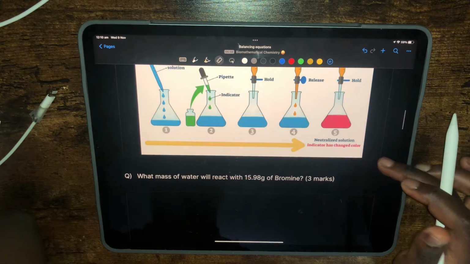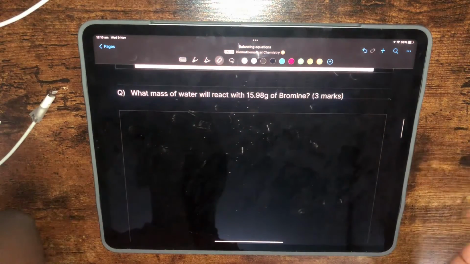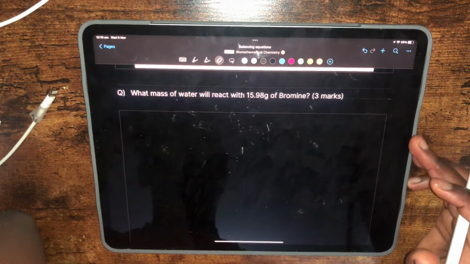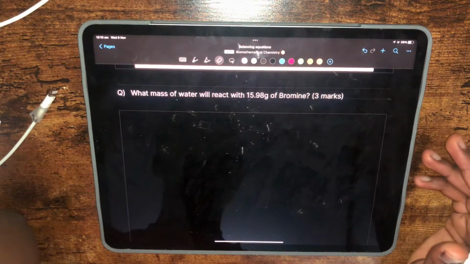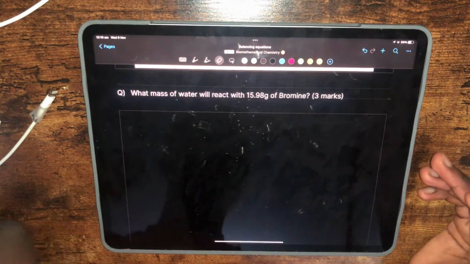So I'm going to go through one question here. What's the mass of water? What mass of water will react with 15.98 grams of bromine? It's a 3-mark question. Pause the video now and try and answer it.